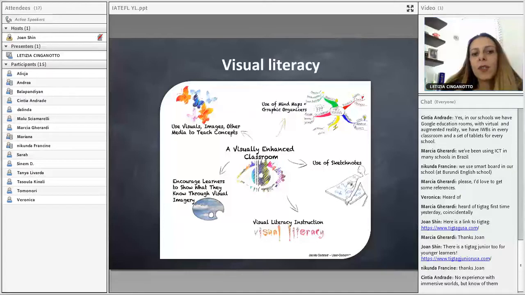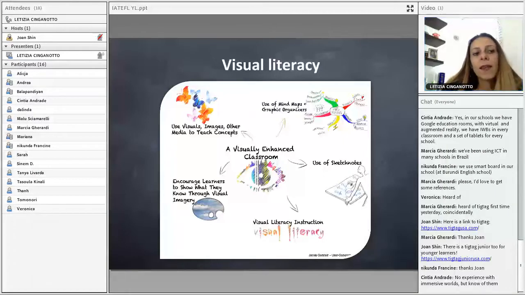So use visuals, images, and other media to teach concepts, and encourage learners to show what they know through visual imagery, visual literacy instruction, and using a lot of different methods like sketchnotes, mind maps, and graphic organizers. So trying to make their knowledge visible somehow, no? Visible learning, making the learning visible.